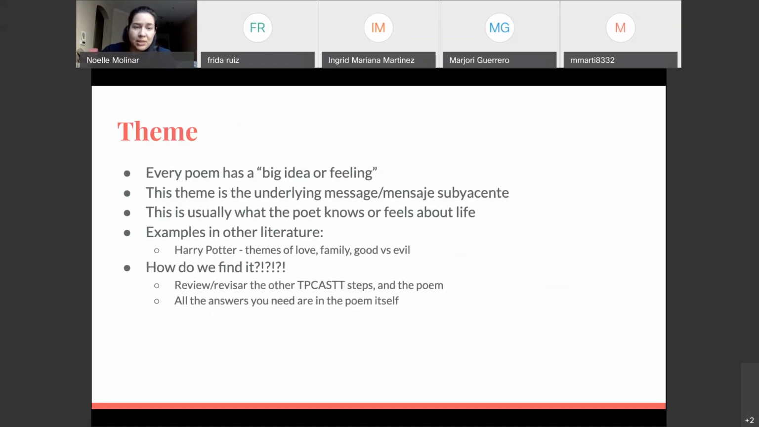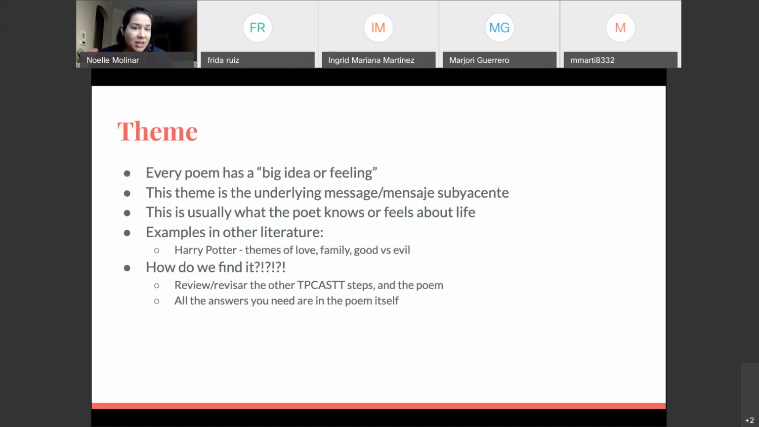Now the last step is theme. Every poem has a big idea or feeling. This theme is the underlying message, the message underneath what we see. It's like the foundation, the support. And this is usually what the poet knows or feels about life. It may be true, sometimes maybe not, but more often than not, it's true. I know that a lot of you as my students like Harry Potter. So as another example, Harry Potter has themes of love, family, good and evil.